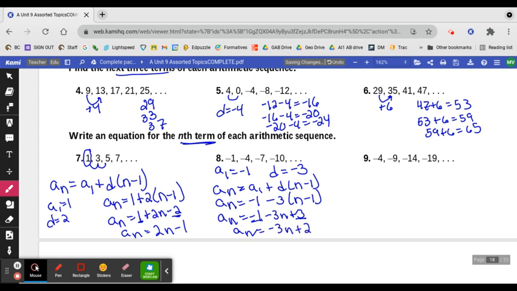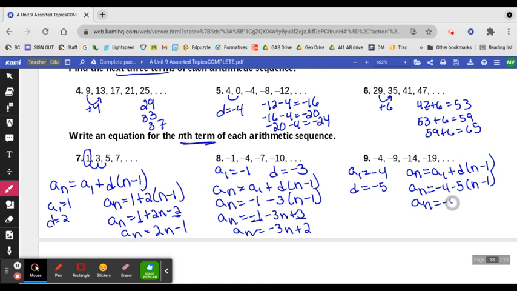Number 9, a sub 1 is negative 4. My d is negative 5 because I'm subtracting 5 each time. So a sub n equals a sub 1 plus d times parentheses n minus 1. I substitute in, so it's negative 4 minus 5 times parentheses n minus 1. And then I simplify.